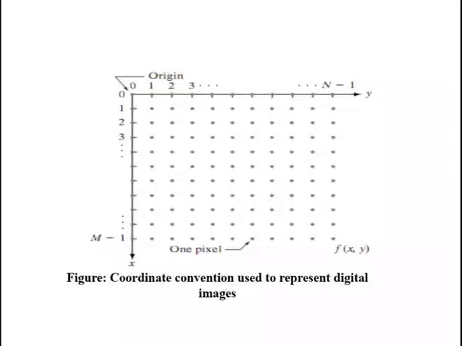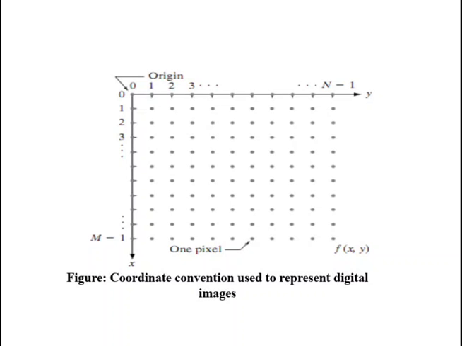The figure shows the coordinate convention used to represent the digital image. Suppose that we sample the continuous image into a 2D array f of x y containing m rows and n columns, where x, y are the discrete coordinates.